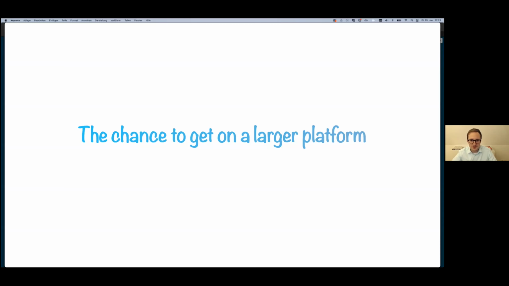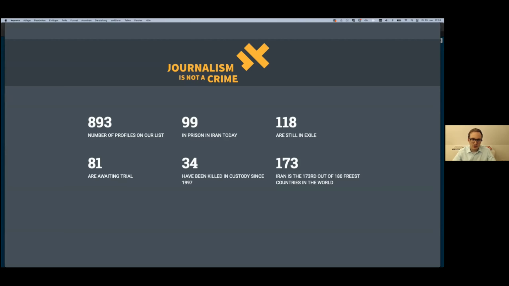There is an organization called Journalism is Not a Crime. This is an organization which consists of Iranian journalists and activists that live in exile. The organization itself is based in London. And they have a large list of almost 900 Iranian journalists or social media activists that are not able to speak anymore in Iran.